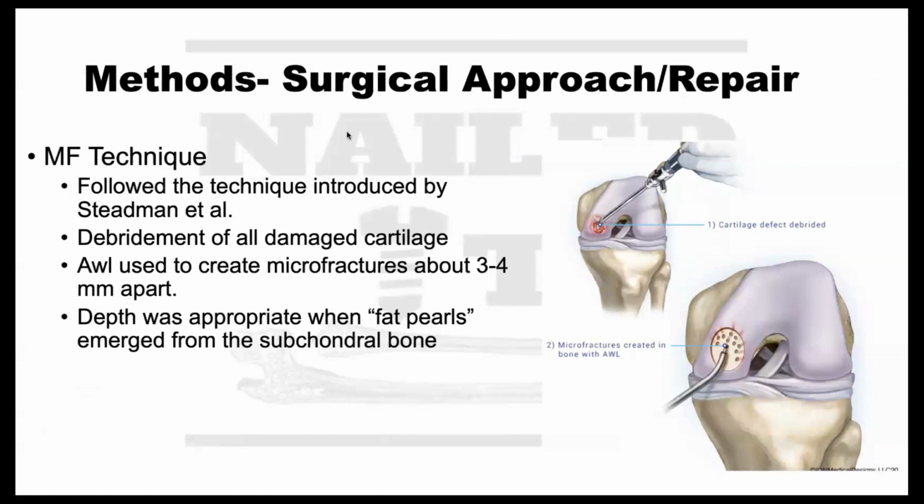To keep things consistent across all different sites, when they were doing the microfracture technique, they followed the technique introduced by Steadman et al. And just a brief overview of this: it first included the debridement of all damaged cartilage, and then an awl was used to create microfractures about 3 to 4 millimeters apart. And then the depth was appropriate when fat droplets emerged from the subchondral bone.